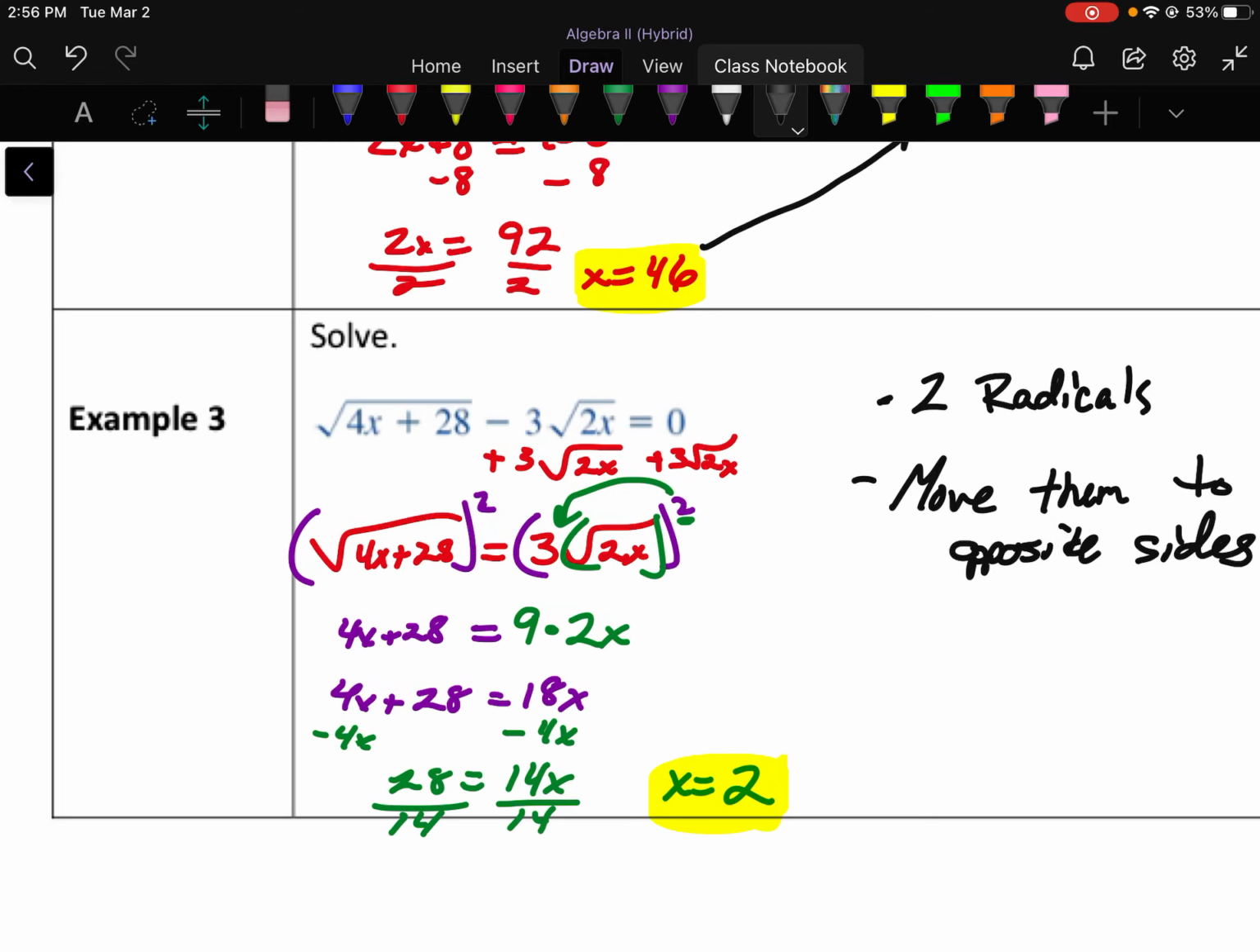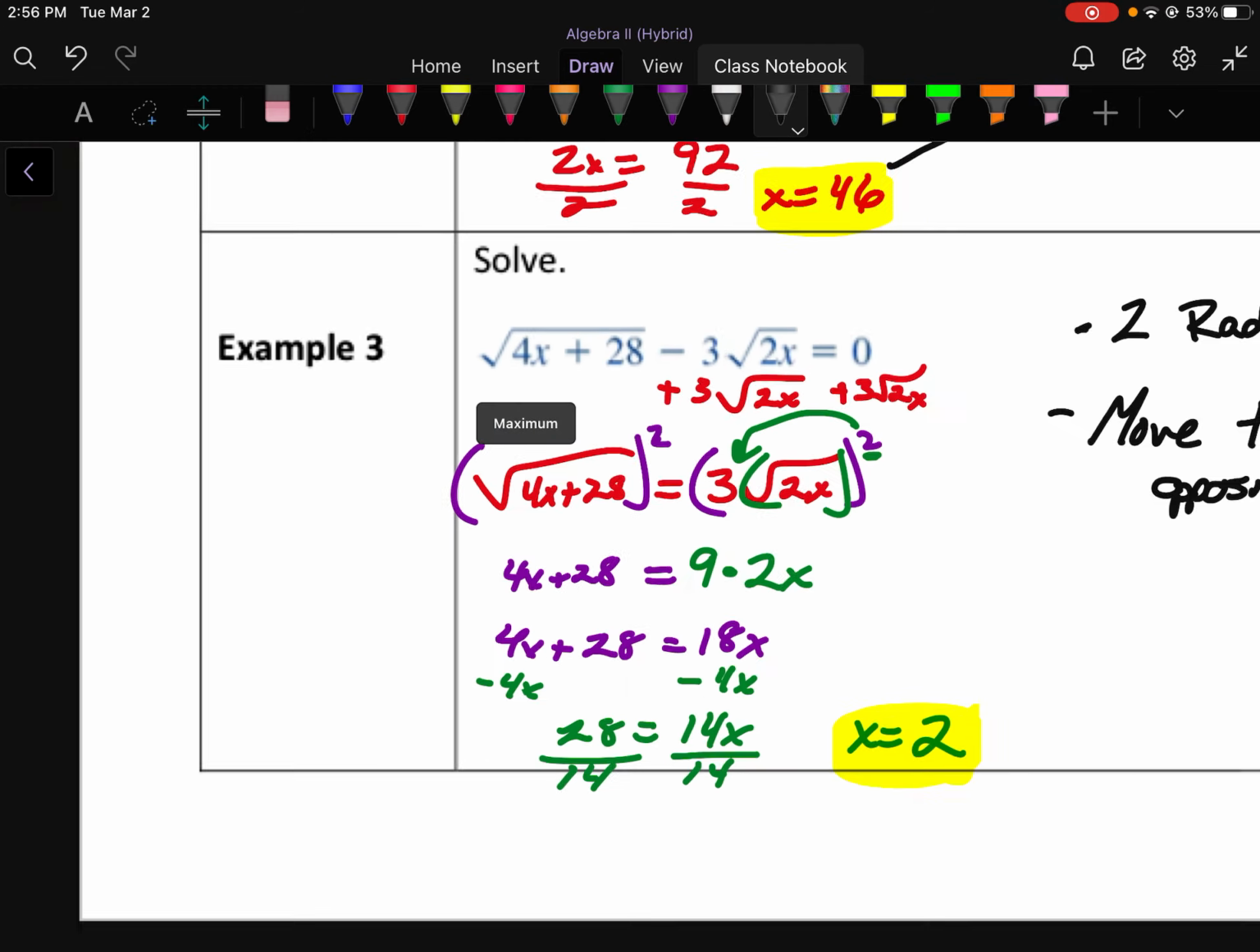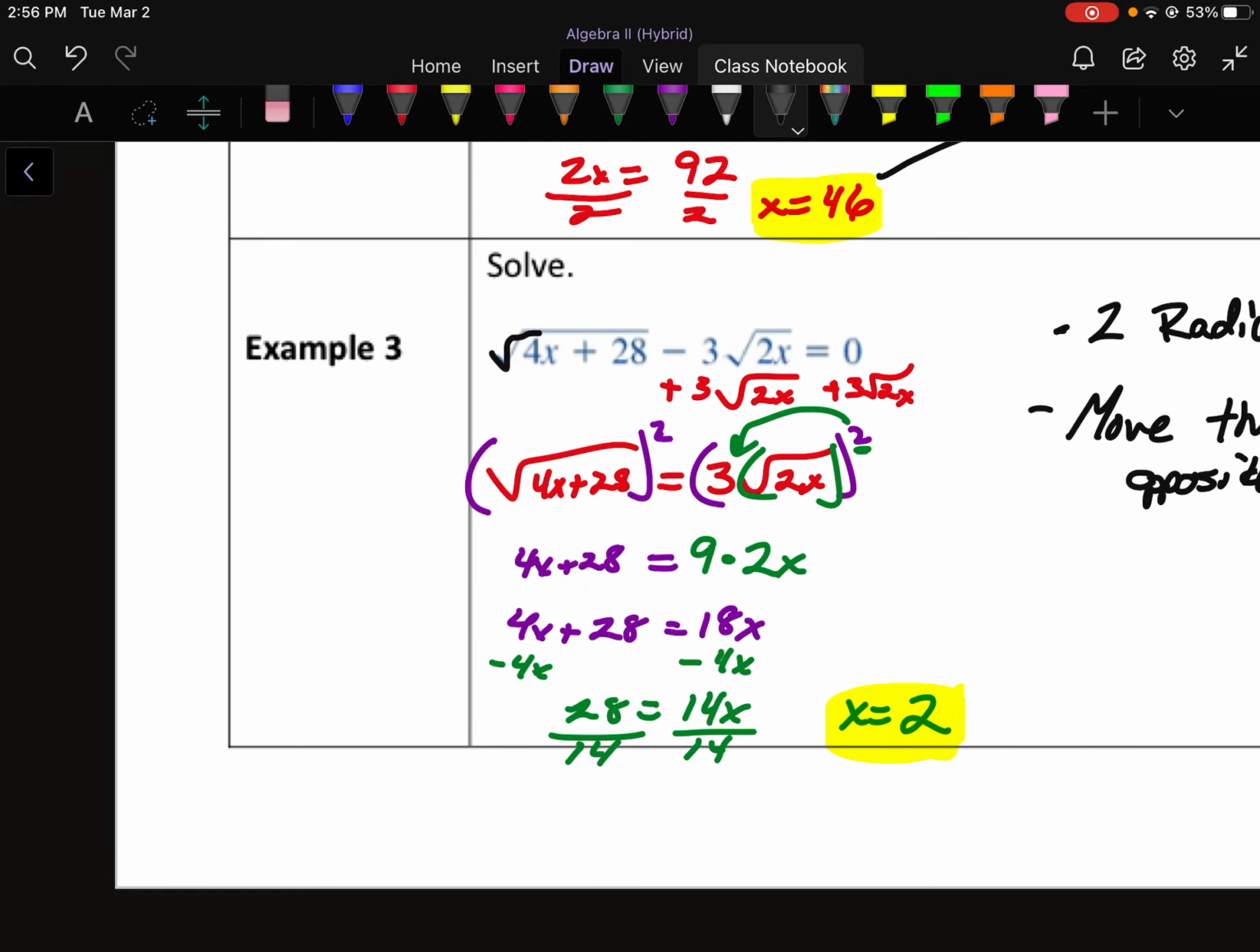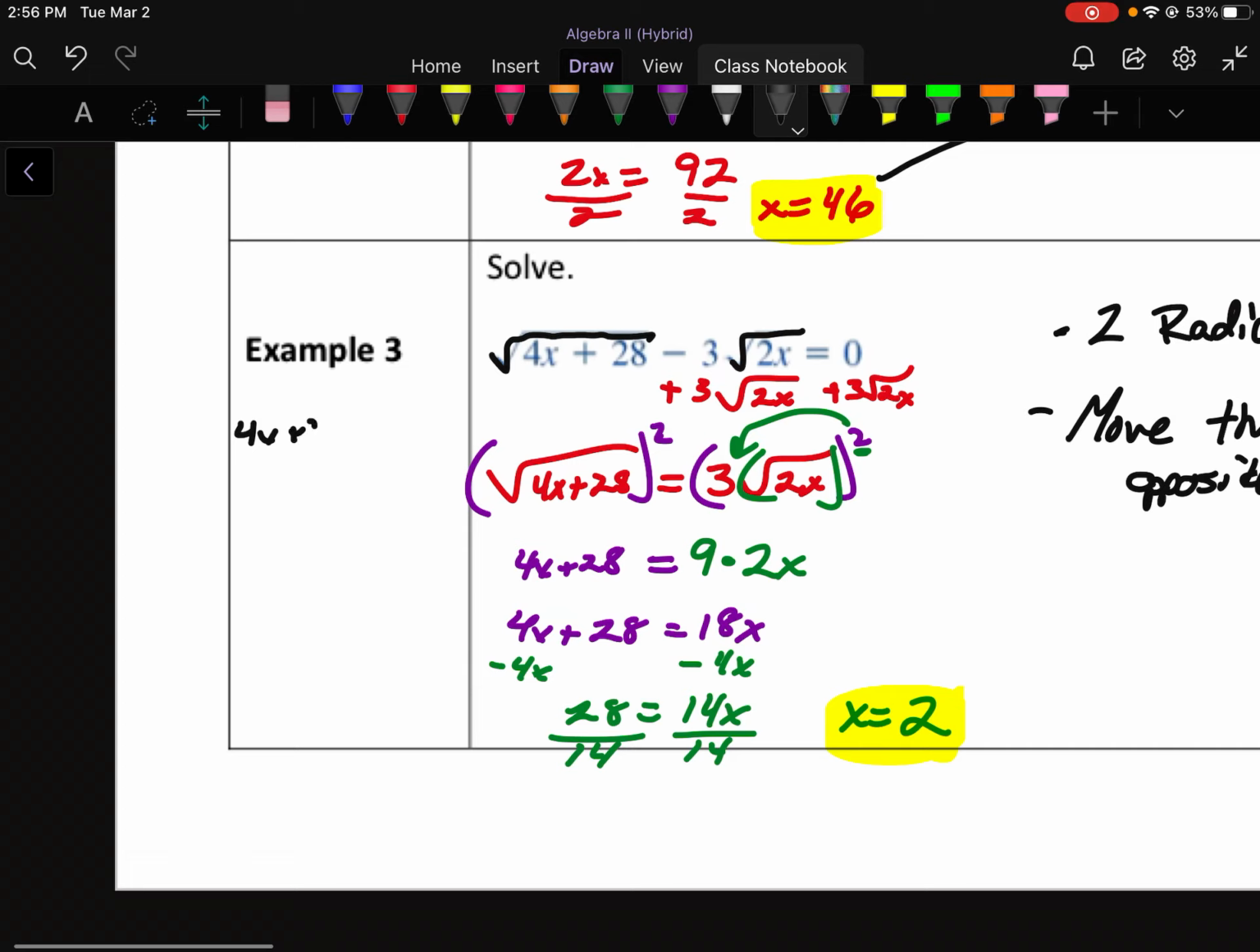We have the square root of 4x plus 28 and the square root of 2x. What has to be true is that 4x plus 28 has to be greater than or equal to 0, because we cannot have a negative number underneath that radical with an even index. Subtract 28, 4x is greater than or equal to negative 28, and if you divide both sides by 4, you get x has to be greater than or equal to negative 7.